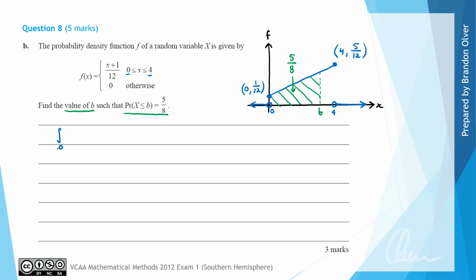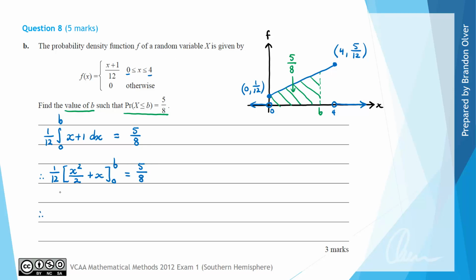So we know the integral between 0 and b of (x + 1)/12. The 12 is just a constant that I can take out the front as 1/12, so we'd just have x + 1 behind. So the integral of x + 1 dx between 0 and b is equal to 5/8. Next, we can find the antiderivative of x + 1, so we're going to have 1/12 multiplied by the antiderivative of x, which is x squared over 2, plus the antiderivative of 1, which is simply x, between 0 and b, and we know that is equal to 5/8.